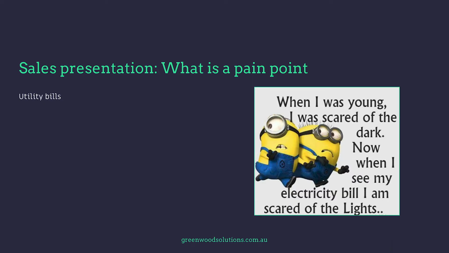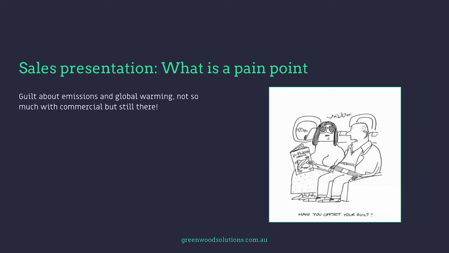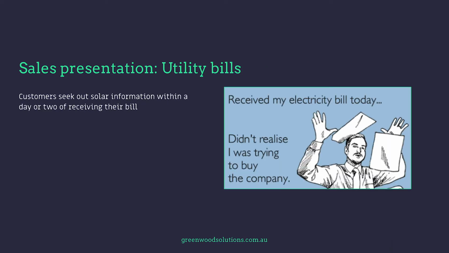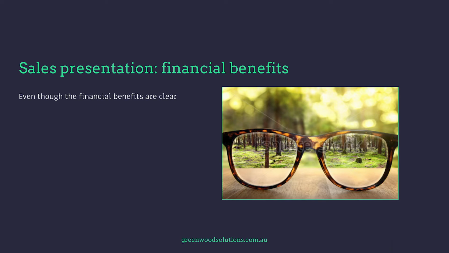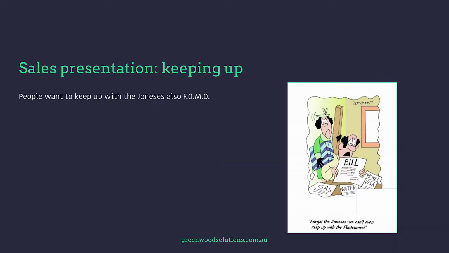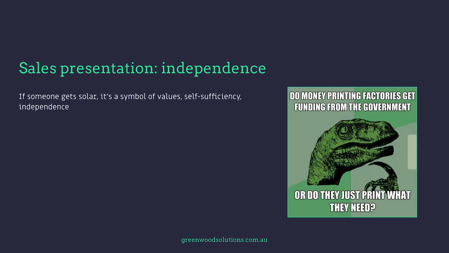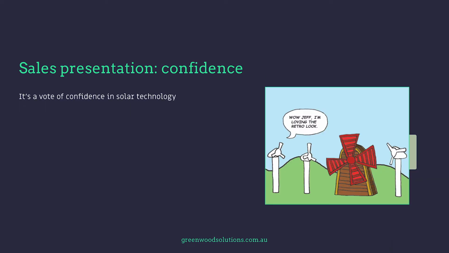What is a pain point? Some pain points include utility bills, jealousy, guilt about emissions and global warming. Not so much with commercial solar, but still there. Customers seek out solar information within a day or two of receiving their bill. A lot of people still perceive solar to be expensive, even though the financial benefits are clear. People want to keep up with the Joneses also, so it's a fear of missing out. If someone gets solar, it's a symbol of values, self-sufficiency, independence. It's a vote of confidence in solar technology.